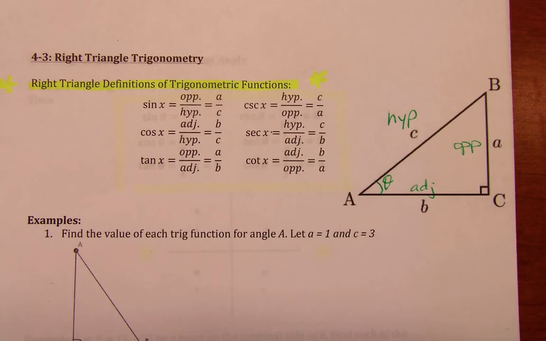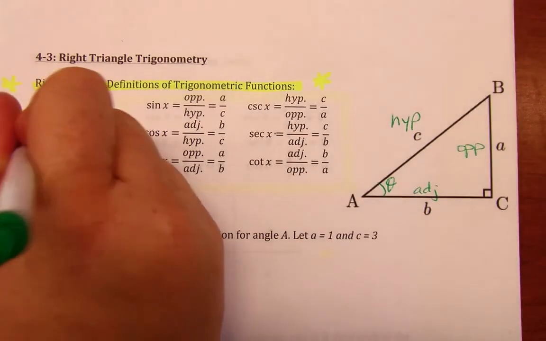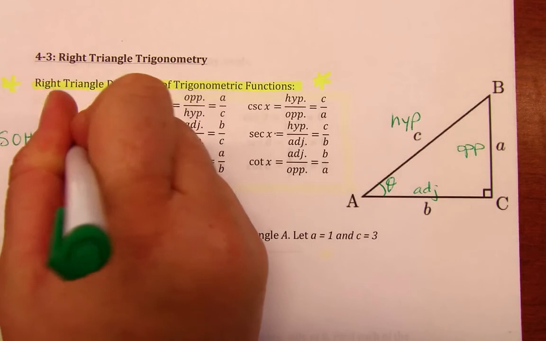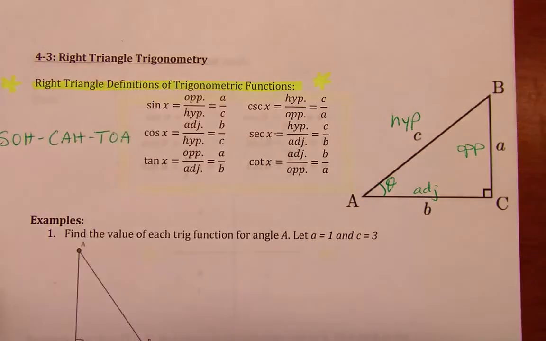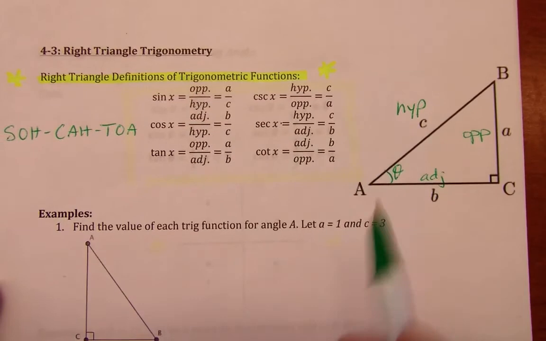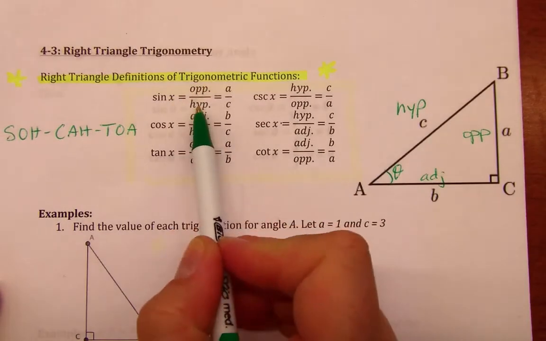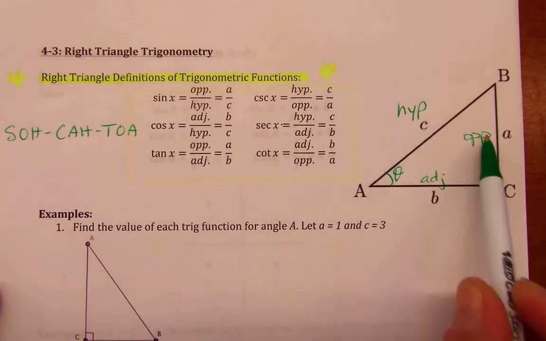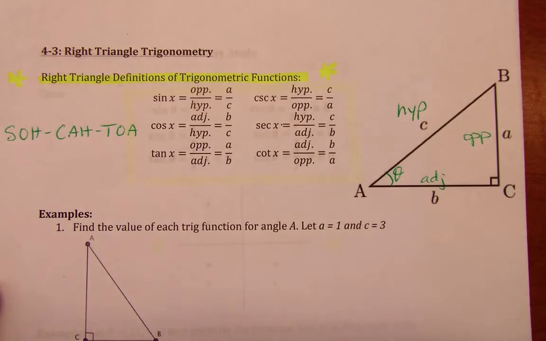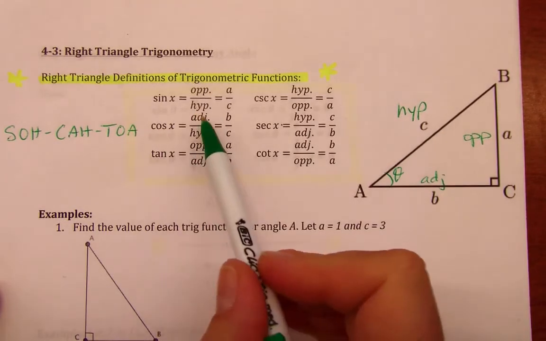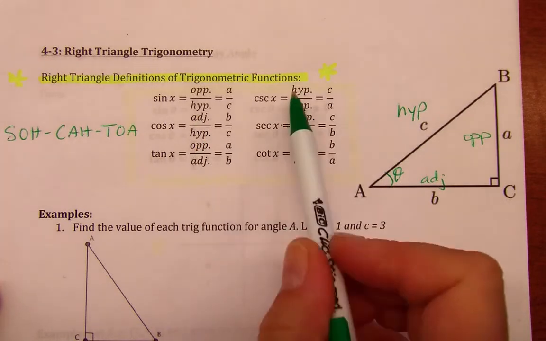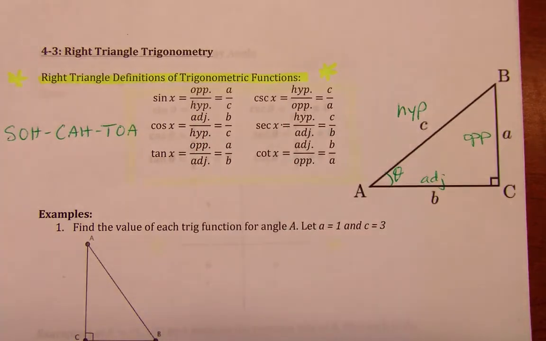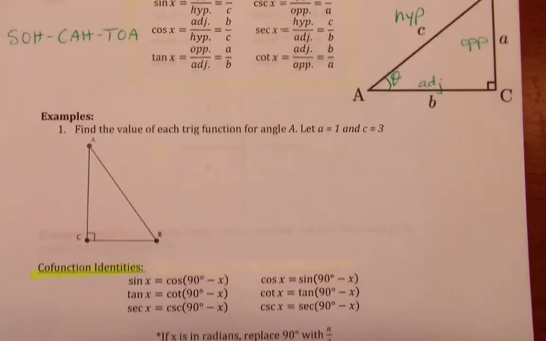SOHCAHTOA is oftentimes what we call it. S-O-H-C-A-H-T-O-A. SOHCAHTOA. Okay. So sine is opposite over hypotenuse, or looking at this triangle, A over C. Cosine is adjacent over hypotenuse, tangent is opposite over adjacent, and then the reciprocal functions just flip. So we're going to use those things here to solve a triangle.